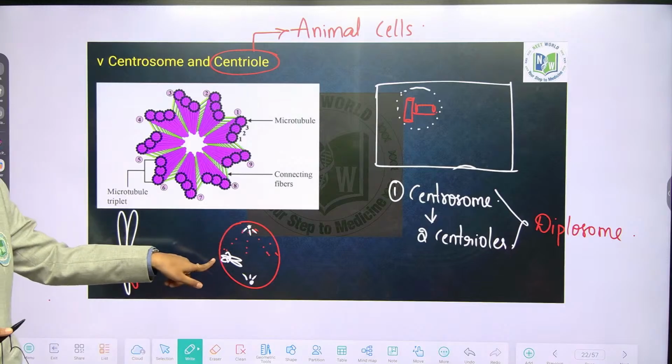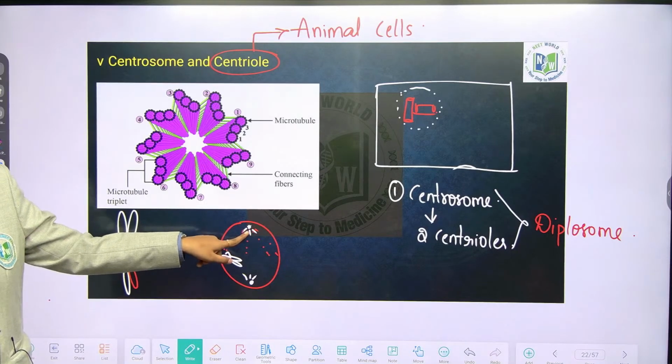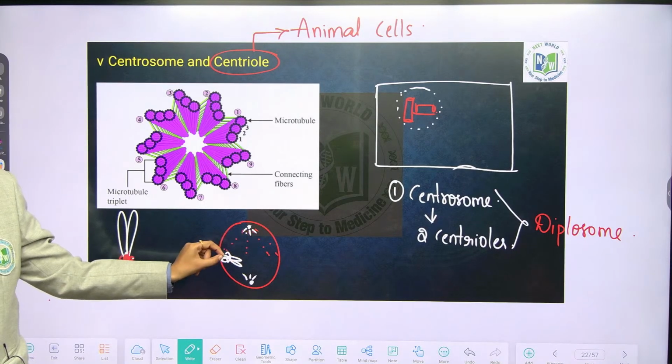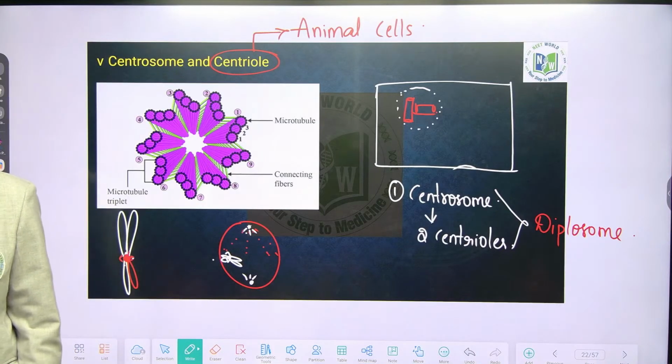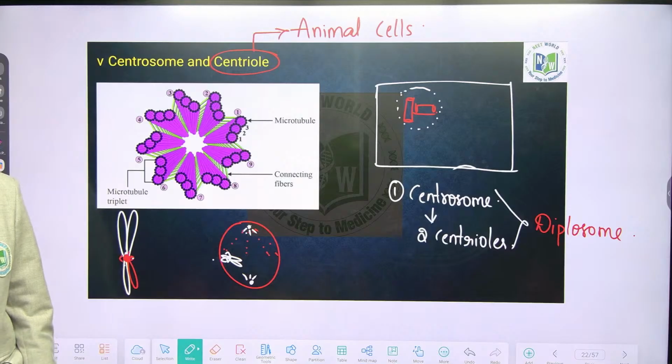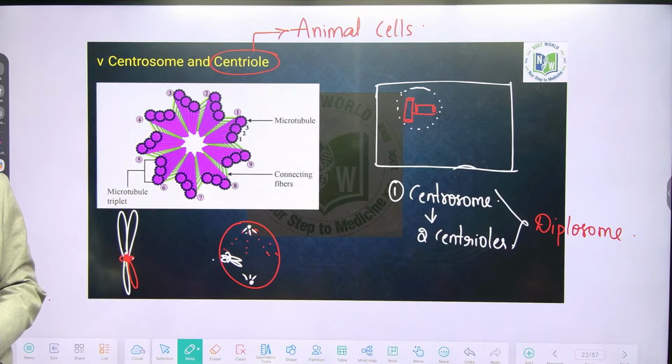First, these are radiated from what? Asters. Asters are nothing but centrioles which have moved to the opposite poles during prophase. Understood? Clear? Now you have understood the story behind. This is the major duty of centrioles.